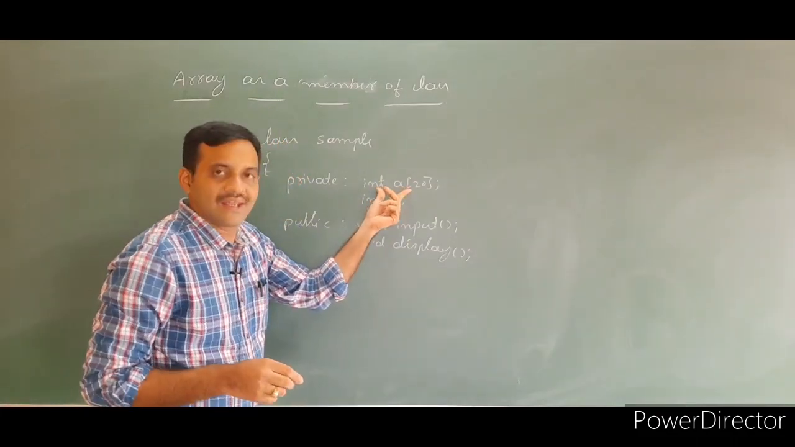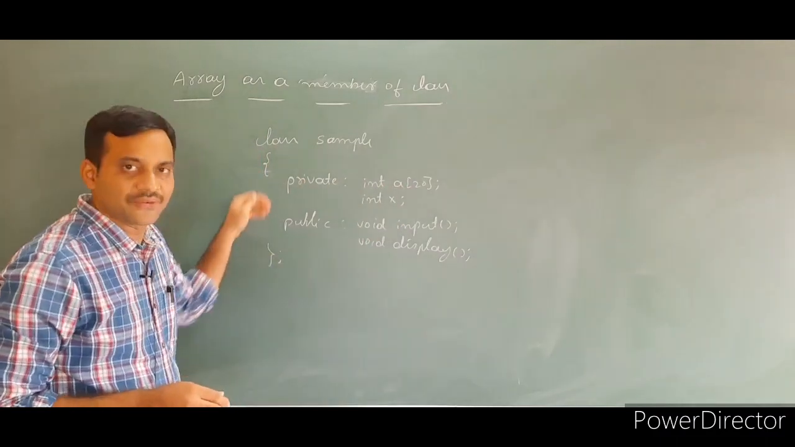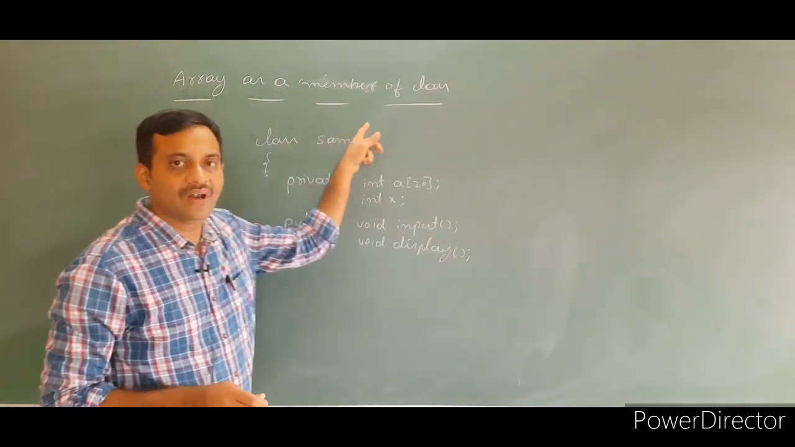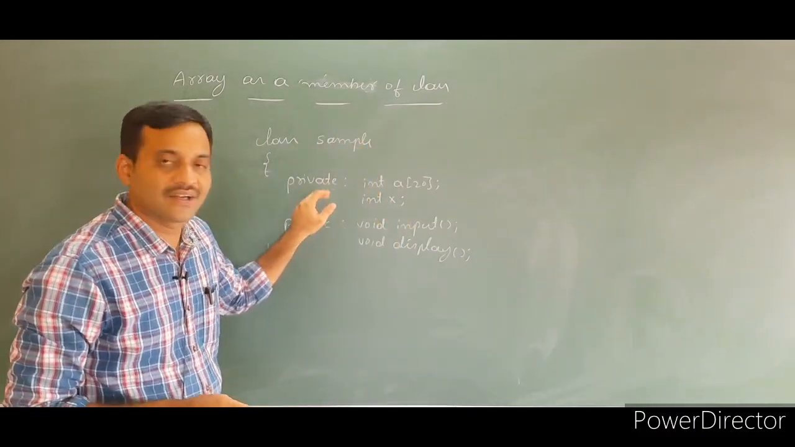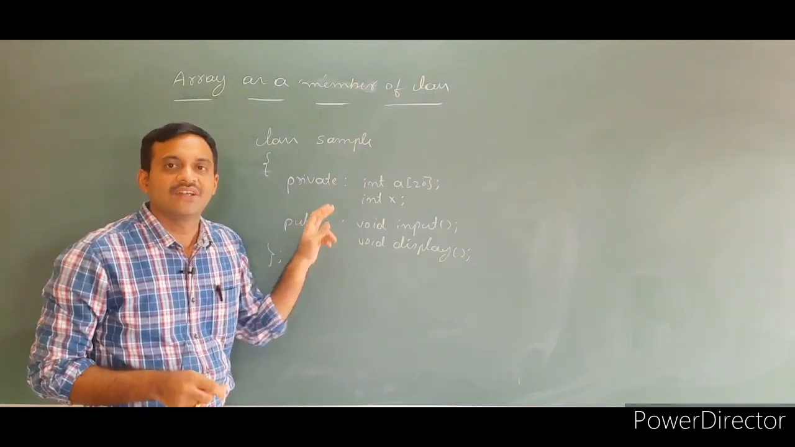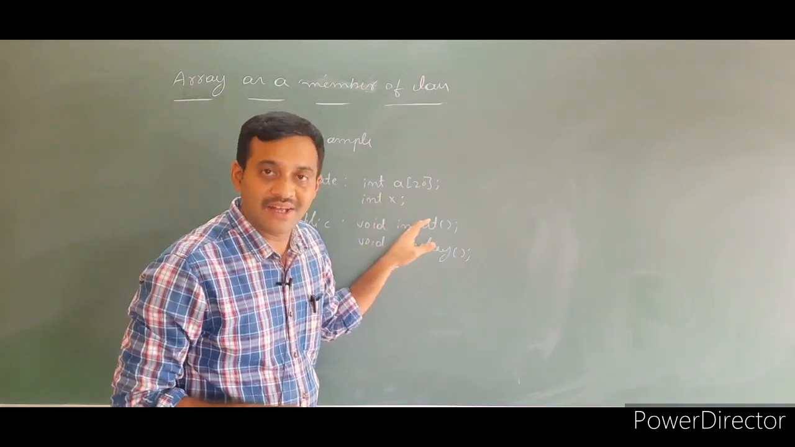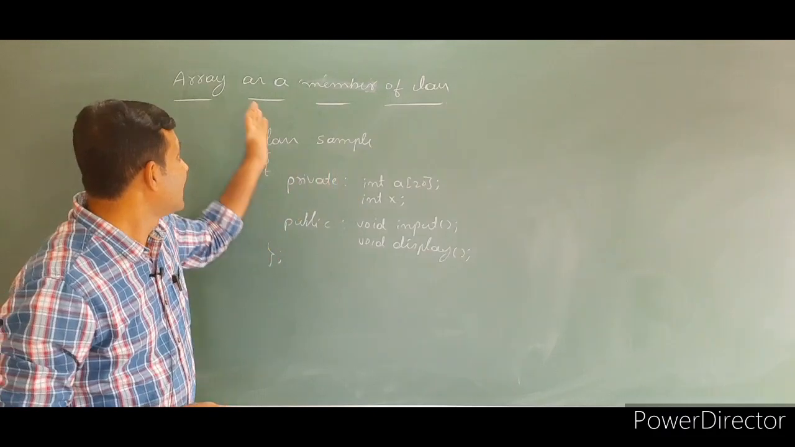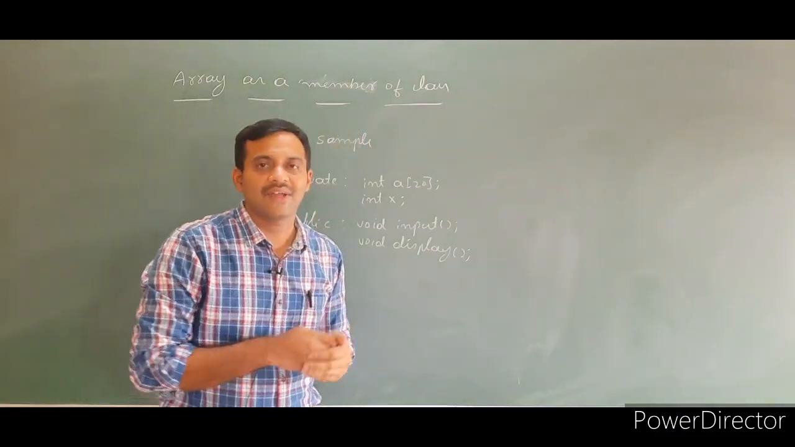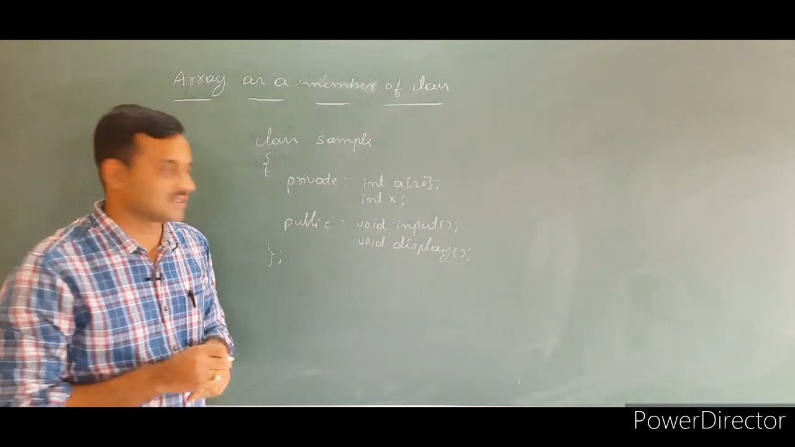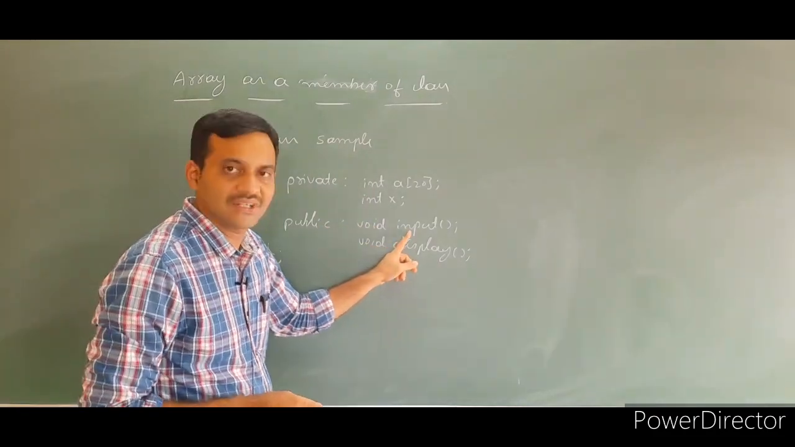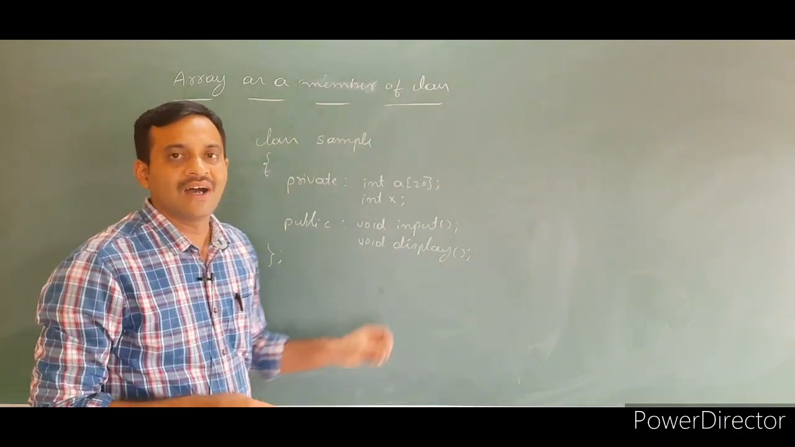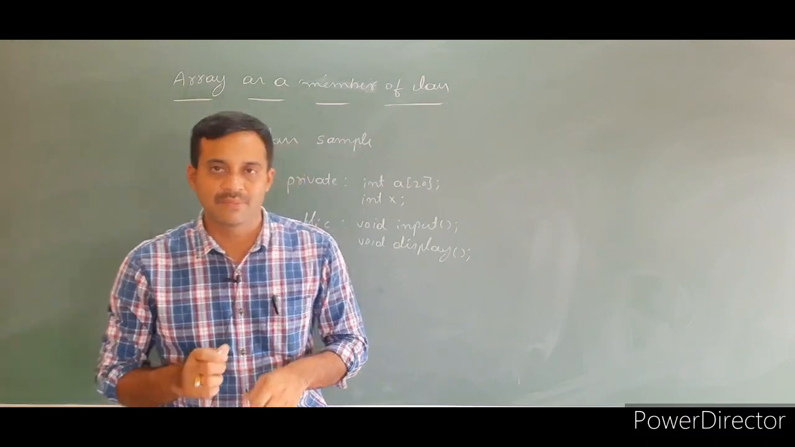Here we declare an array inside the class definition. Hence the array is one of the members of the class, because it is declared under the private section. So arrays are always private in a class. So here the example is array as one of the members. Then we have to access the array members. These arrays are accessed by the member function input, and also by the member function display. This is the example for array as one of the class members.